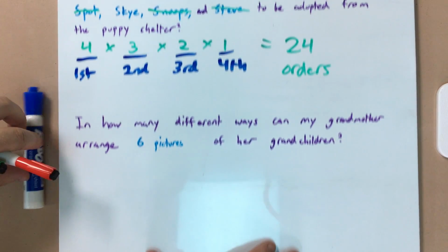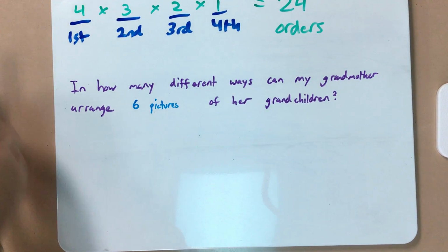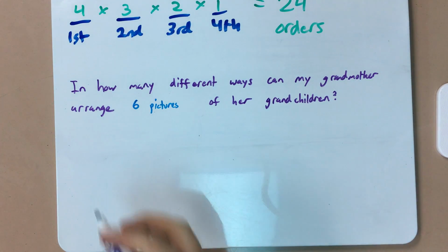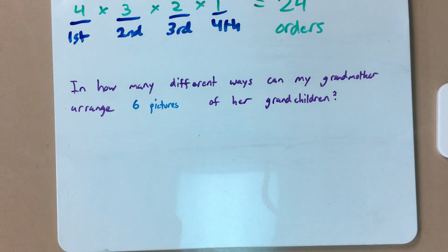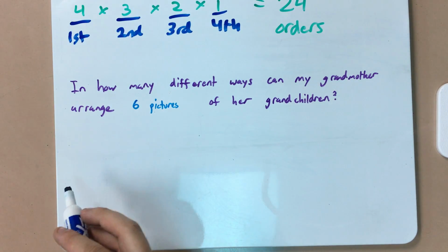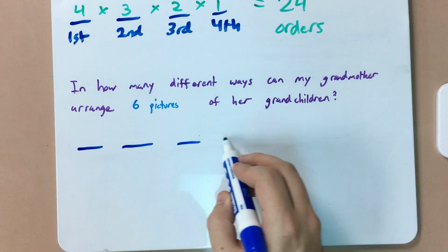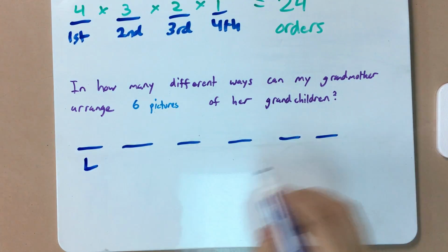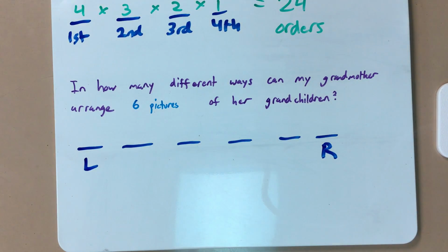So let's move on to the second example, and then we'll get to the formula part of this. And there's a particular vocabulary word. The second example asks us to find how many different ways my grandmother can arrange 6 pictures of her grandchildren. And let's say that this is all on like a mantelpiece or a nice shelf. There's 6 spaces that she can put pictures from furthest left to furthest right.